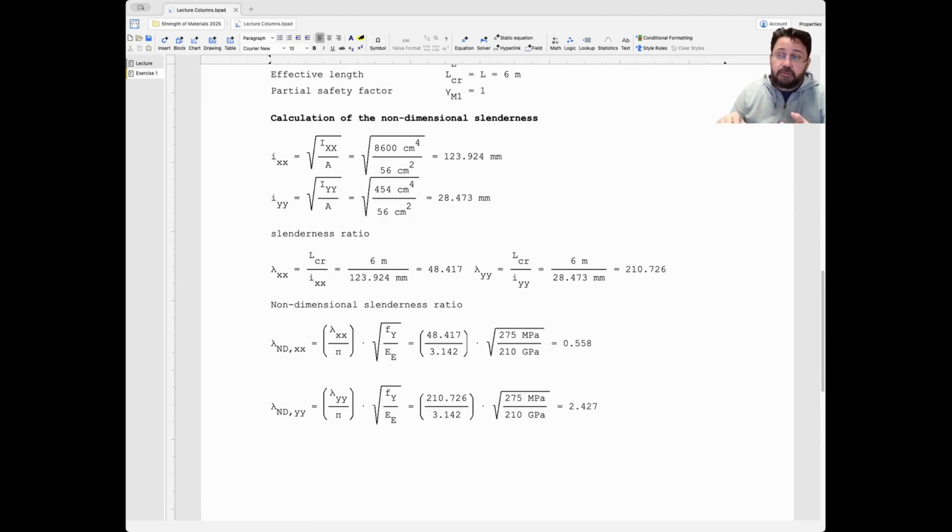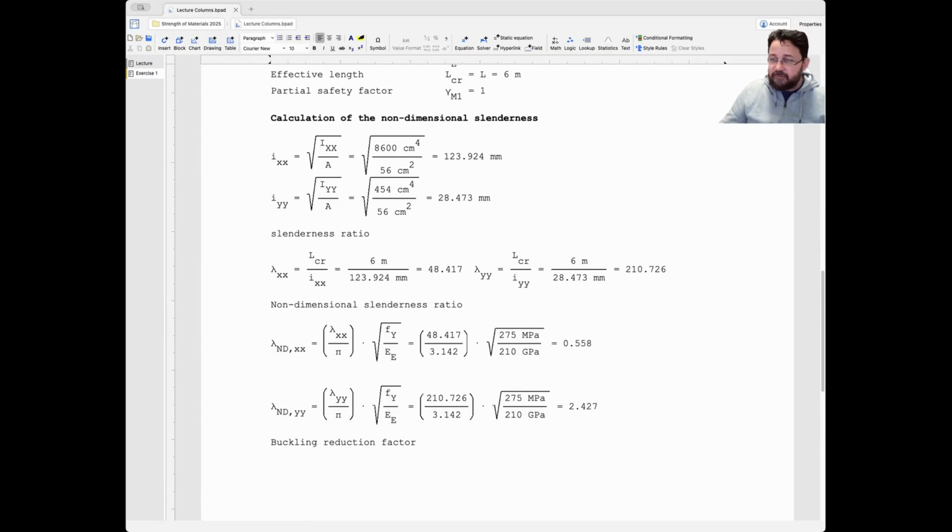And then in this case, what you do is you don't use the smallest one, you use the largest one, the non-dimensional, and then you compare it to basically one to calculate something called the buckling reduction factor. I will give the full example, reduction factor.